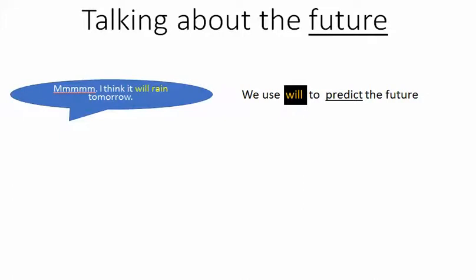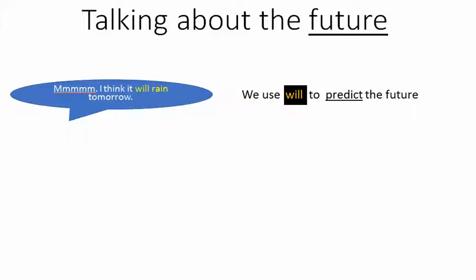In this video I'm going to do a short review of the future tenses. When we talk about the future, the tense that most people learn first is will. We usually call it the future simple. So, I think it will rain tomorrow. We're talking about the future.